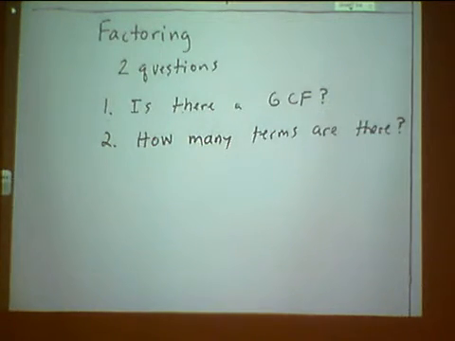If it's 2 terms, we do a certain thing. If it's 3 terms, we do something else. And if it's 4 terms, we do something else. So it's going to be one of those 3, either 2, 3, or 4 terms. And we're going to do some example problems in a few minutes of both 2 terms, 3 terms, and 4 terms. So right now, let's go ahead and look at question number 1, is there a GCF? And actually look at some examples.